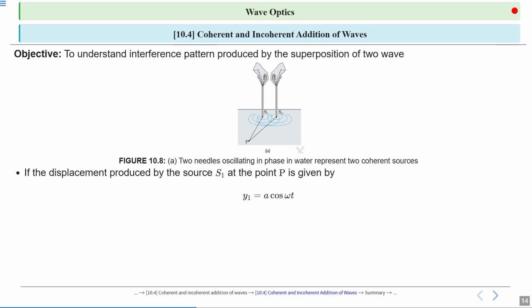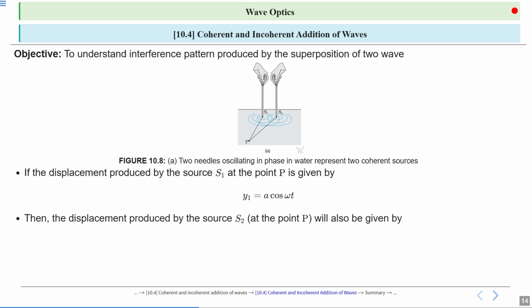So our equation simplifies to A cos omega t. For simplification we have done that. We have not considered the x position. We are considering point P on the y axis. So y1 equal to A cos omega t. So this is the equation of wave.